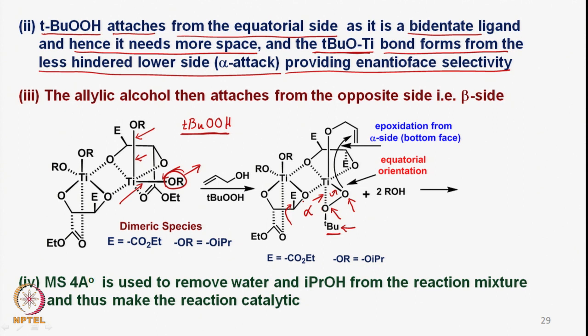And also of course we have this also being beta. So it comes from the alpha side, where only one of the esters in the vicinity is alpha oriented. So this orientation of the titanium O-tertiary butyl bond is very important. As you can see, the only other possibility left for the allylic alcohol is to attach from the axial side. This is the axial side, and therefore the allylic alcohol part comes in this particular fashion.